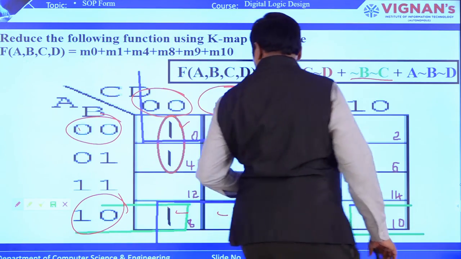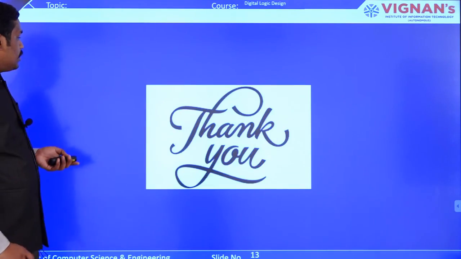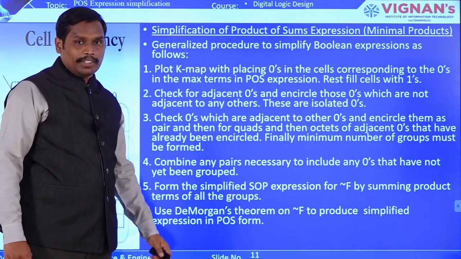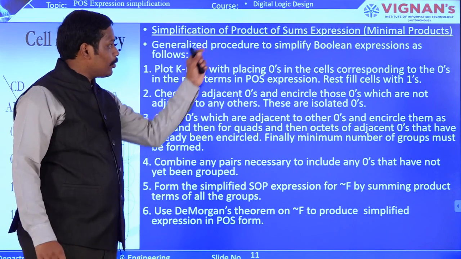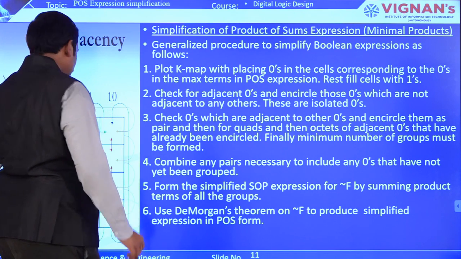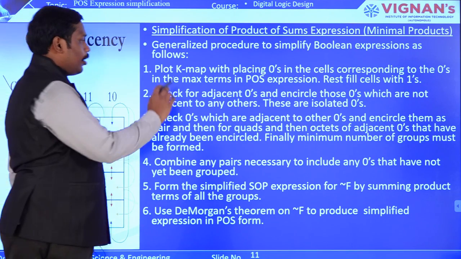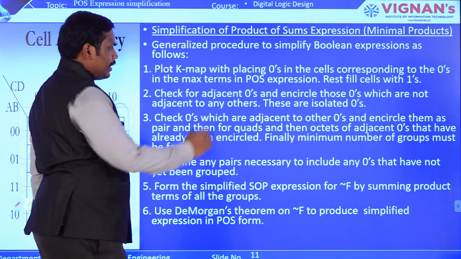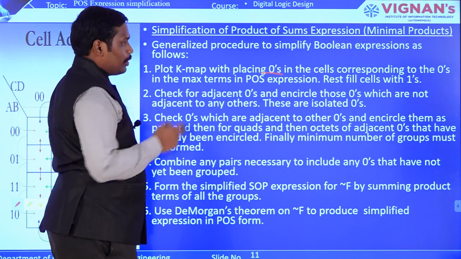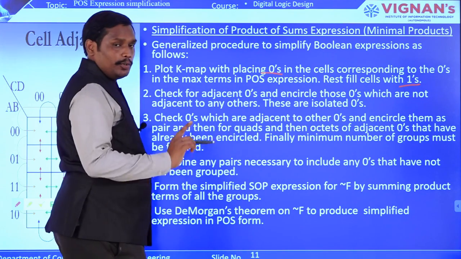And next, the last concept that we are going to see is the product of sum expression. We have seen sum of product, and now we are going to see product of sum expressions. Okay, the cell adjacency applies with the same rule, so it's okay. Now in product of sum, instead of ones, we are replacing them with zeros. This is an important rule that you have to follow. The rest of the cells you have to fill with 1. This is rule number 1.